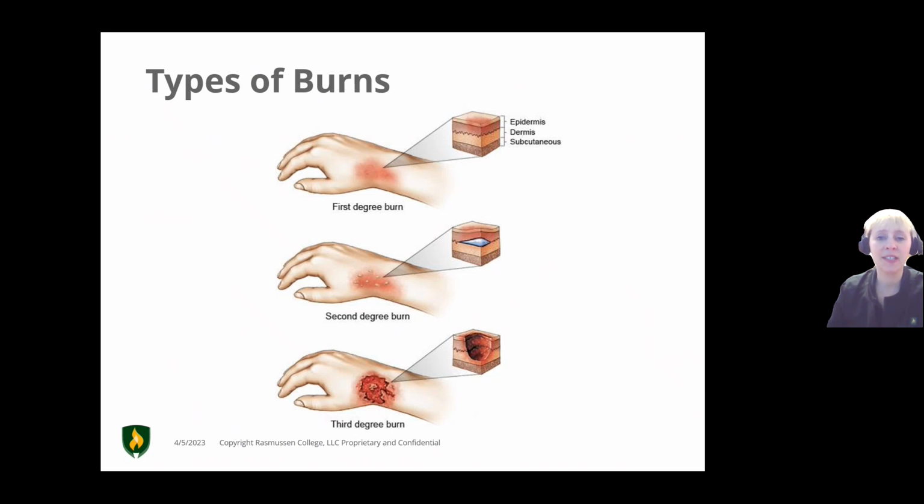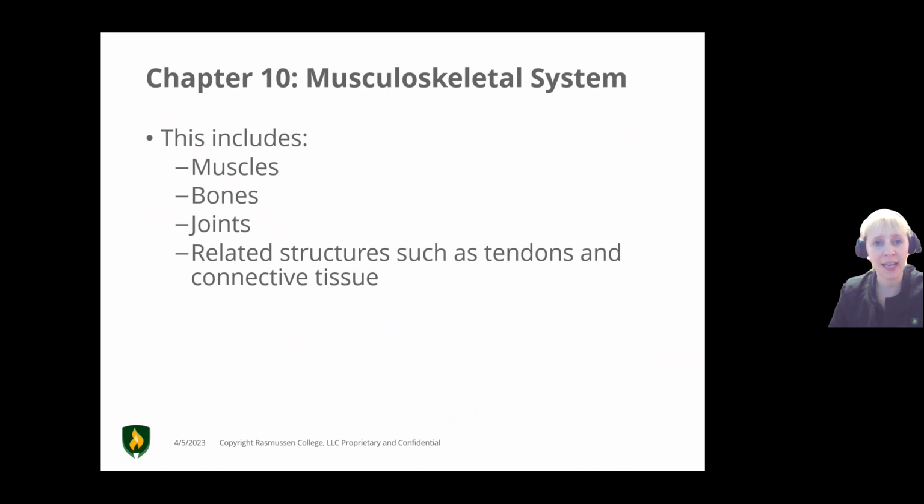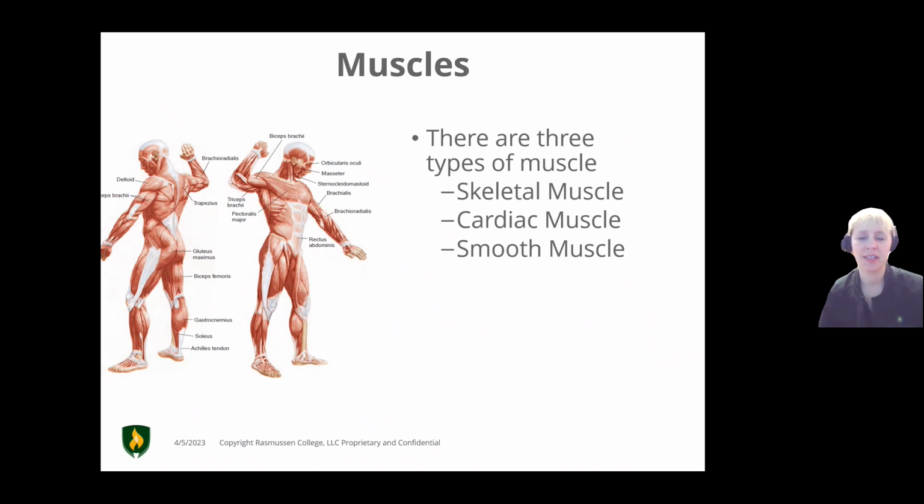And to wrap up this discussion, we're going to talk about Chapter 10, which is discussing the musculoskeletal system. This system functions to support the body and provide movement of the body parts and organs. It is made up of the muscles, bones, joints, and related structures like tendons and connective tissue. So let's go into those. Let's talk about muscles first.